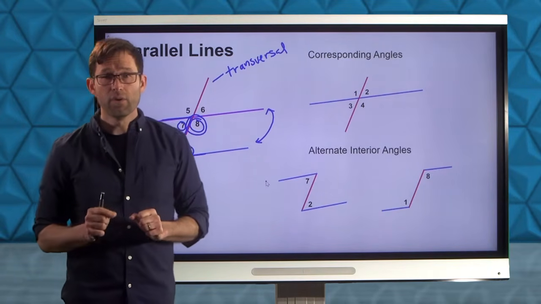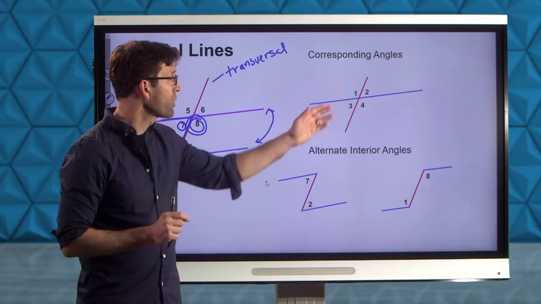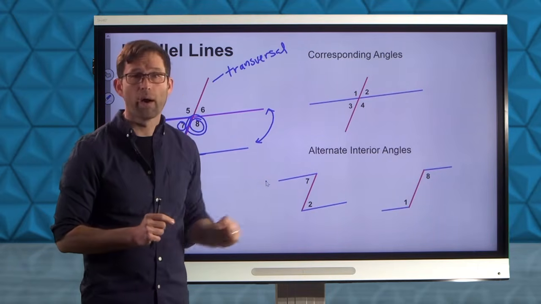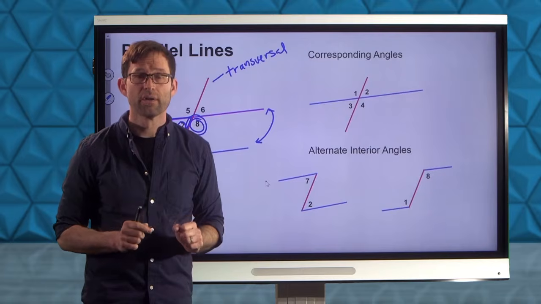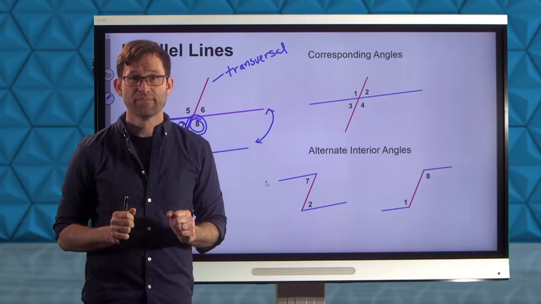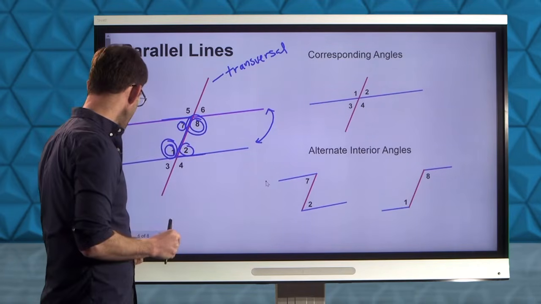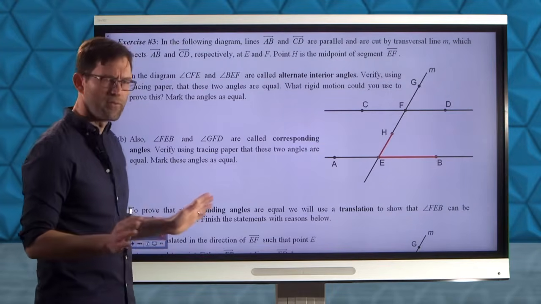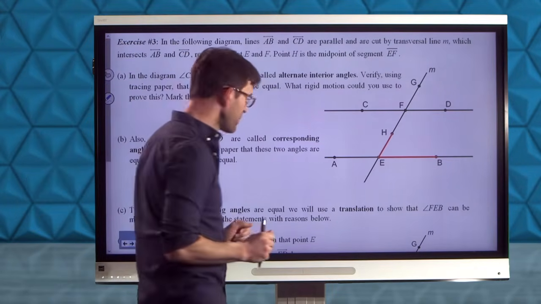And what I'd like to now do is take a look at why corresponding angles are congruent and why alternate interior angles are congruent based on rigid body motions. Let's get into that. All right, kind of a word problem. Let me take a look.